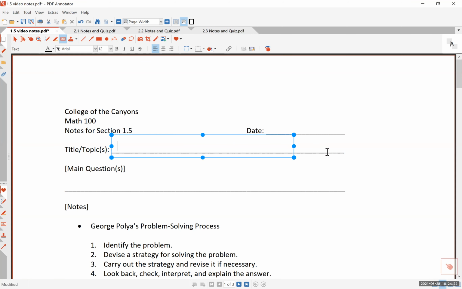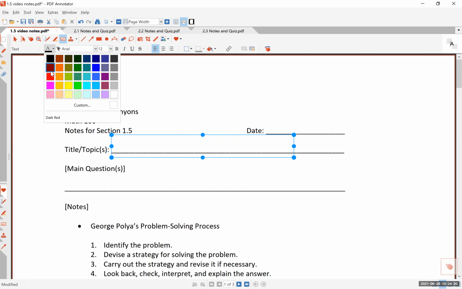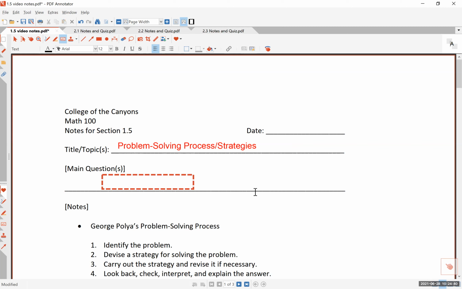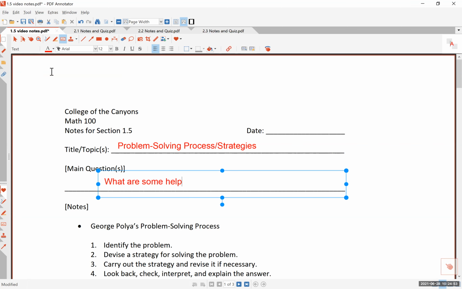All right, section 1.5. The title of this section is problem solving process or strategies. Okay, as I said in my introductory remarks, problems come in all sorts of types and shapes. So what are some helpful problem solving strategies? Okay.